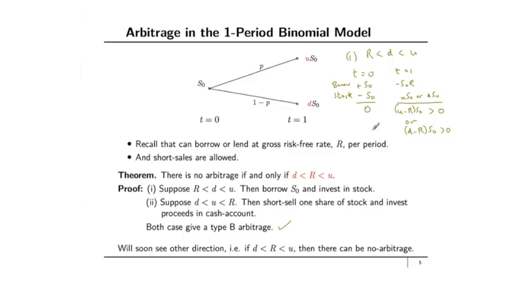So we're always going to assume later on that D is less than R is less than U, and that's because we don't want arbitrage to exist in our models. It's a standard economic assumption that we assume there's no arbitrage, and the reason is if there was an arbitrage, then market forces would act very quickly to dispel that arbitrage. Supply and demand would drive the arbitrage away. So we're always going to be assuming there's no arbitrage.